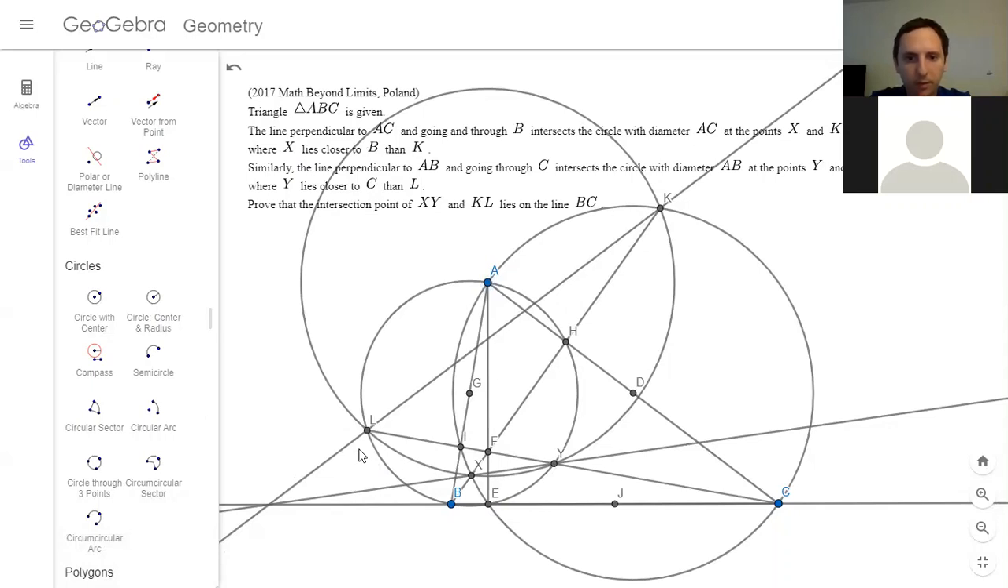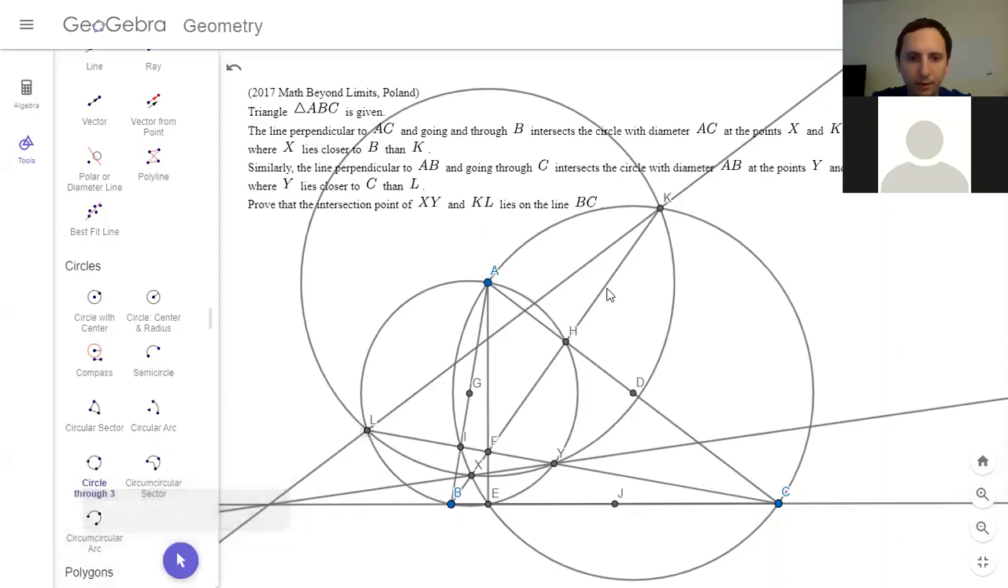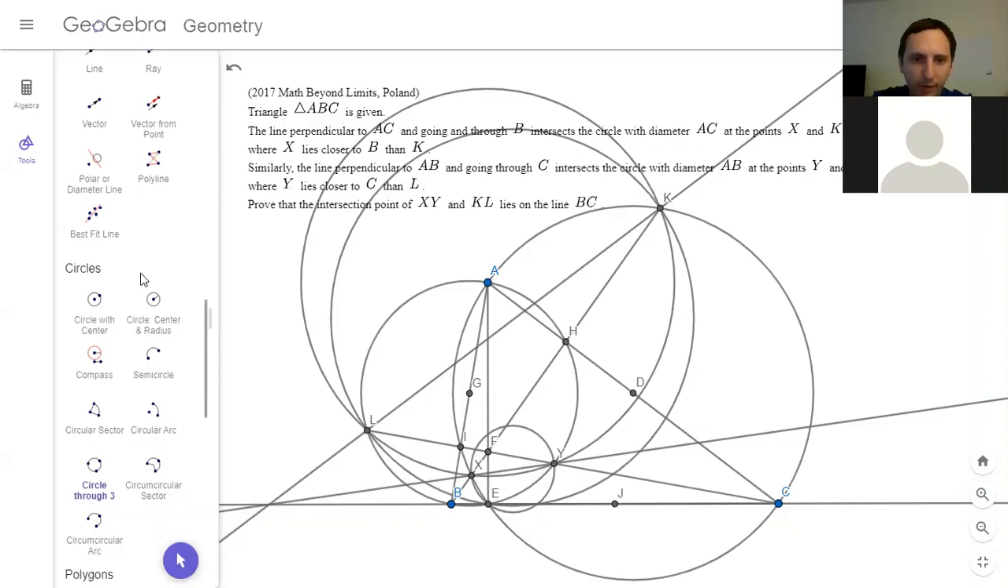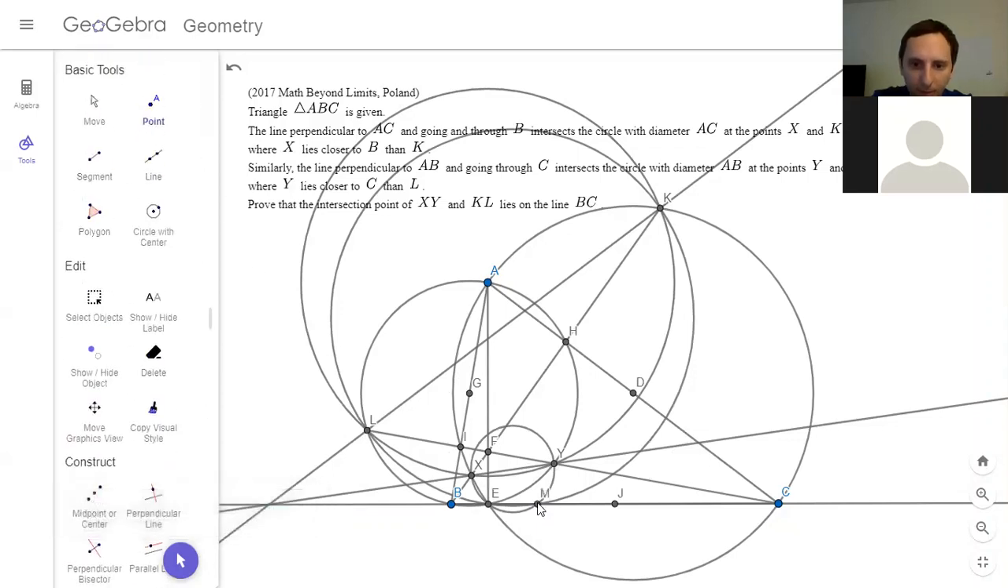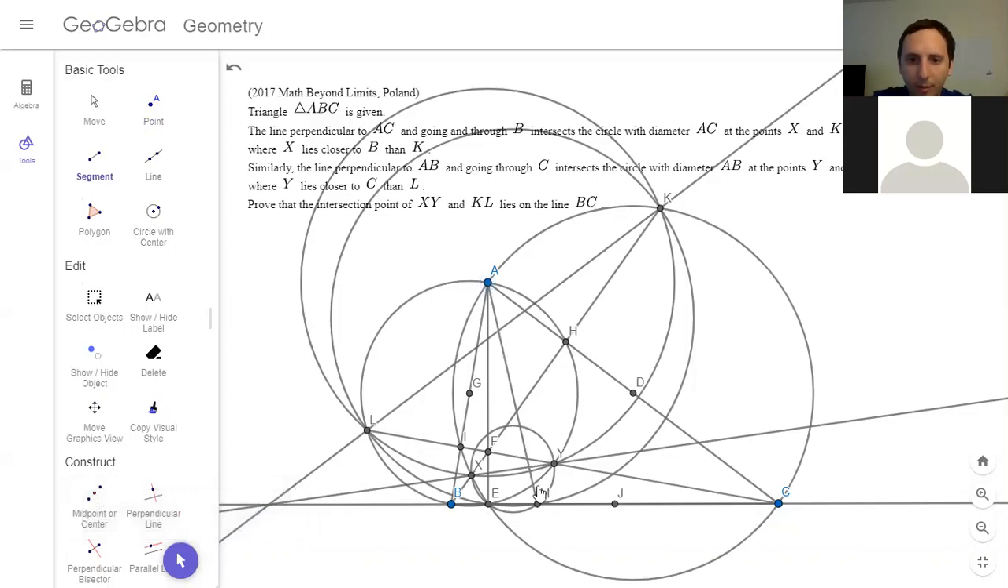Let's think about this. If this is cyclic, I feel like I really want to use the radical axis theorem, but I don't know. Maybe that's not the best way to do this. I wonder if there's something special about this point right here. If we could show that XYEM is cyclic and LKEM is cyclic, that would solve it. But what is point M? Is there anything special about point M?